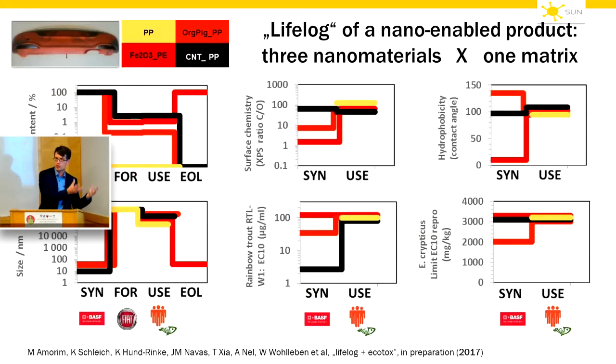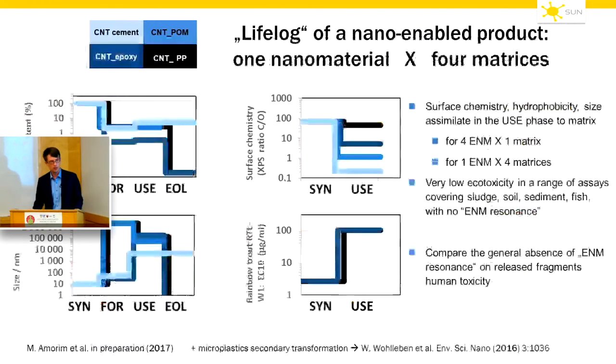In the pristine synthesis phase, these nanomaterials are completely different from each other. But if we look at the fragments that are released from a product, they behave all the same because properties are dictated by the matrix. Now we did something different, just to confuse you a little. We took one nanomaterial and put it into different matrices.